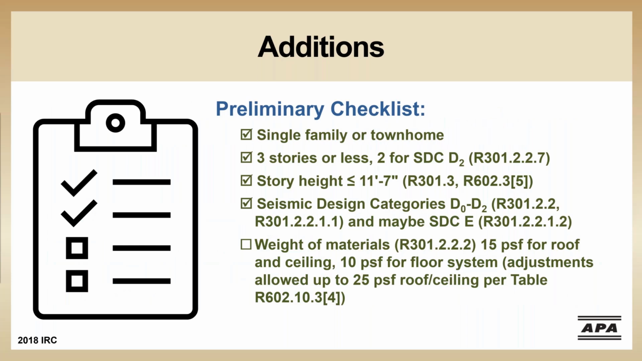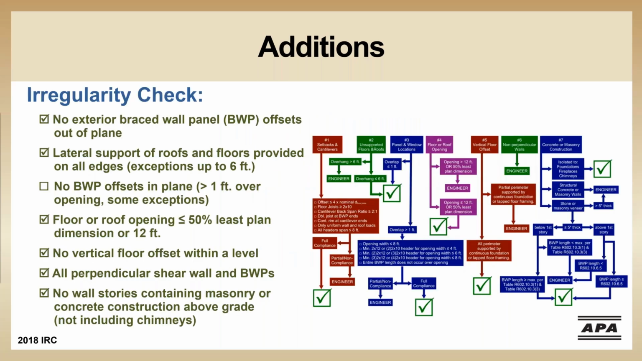Here's one of the previously used checklists, which is a great resource to begin assessing if the addition will qualify for prescriptive design. We used this same list in the previous examples. Another great place to start is checking if the addition passes the irregularity checklist. Remember the irregularity flowchart from our module 4.